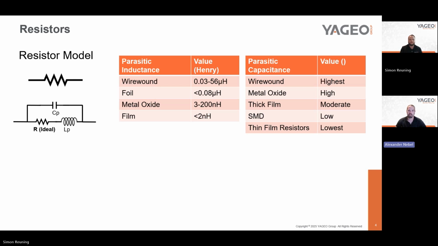And the same is also true for the parasitic capacitance. So again, with a wire wound technology, because simply said, the item is very big, it has a very high parasitic capacitance, and the SMD, or in general the thin film resistors, have a very low parasitic capacitance.